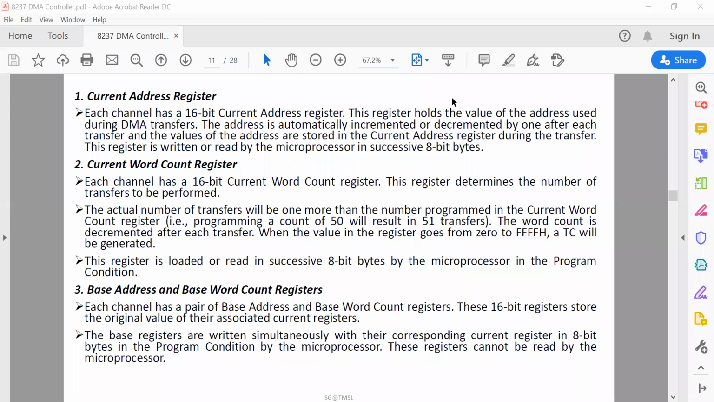Now after the end of process signal, this may be reinitialized using the auto initialize command using the command register. And next is the base address and base word count register. Each channel has a pair of these registers. These maintain an original copy of the respective initial current address register and current word count register. Before incrementing or decrementing, the word count must be loaded inside it. These are automatically written along with the current registers, and cannot be read by the CPU. The content of these registers is used internally for auto initialization.